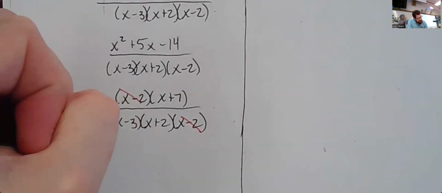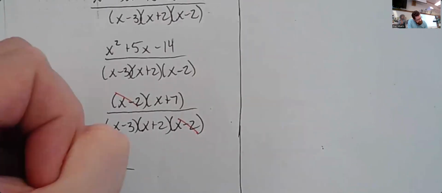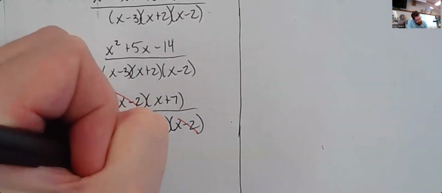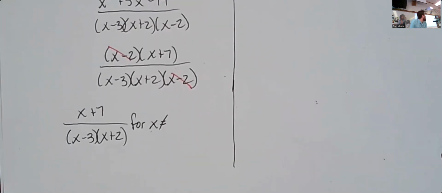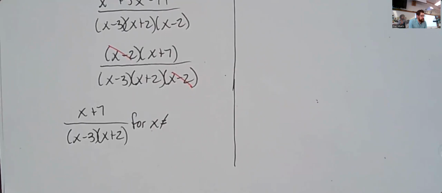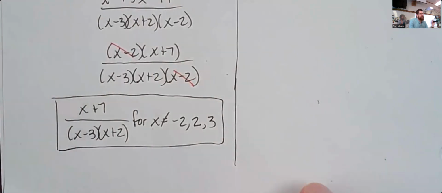So we're going to be left with x plus 7 over x minus 3 times x plus 2 for x not equal to what values? Negative, yeah, 3, negative 2, and 2. I usually write mine from least to greatest, like I mentioned yesterday. It doesn't matter if you do or don't. I just like to have that order to it. That's our answer. That took a lot less time. It took about the same amount of space on the paper, but it took a lot less time.